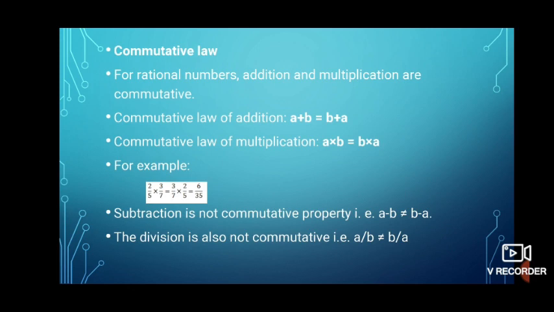See, if we take addition and multiplication, whichever way you multiply, whichever way you add two rational numbers, you will get the same answer. So addition and multiplication of rational numbers satisfy the commutative law, and subtraction and division will not satisfy the commutative law. Here is a simple example, 2 by 5 into 3 by 7. If we change the order, first I take 3 by 7, then 2 by 5. Whichever way we multiply, we will get 6 by 35.